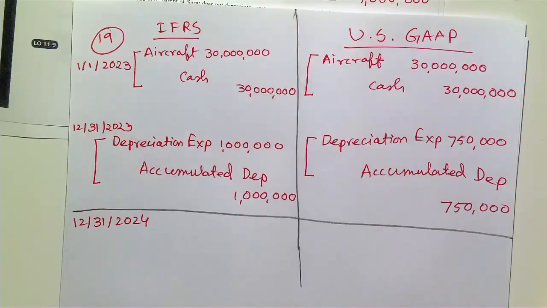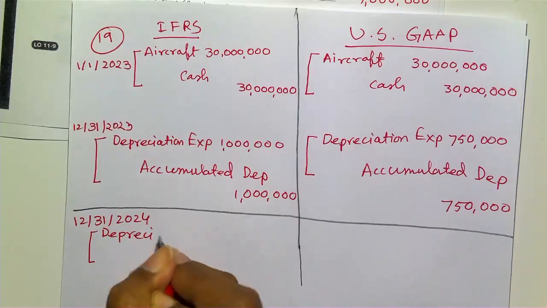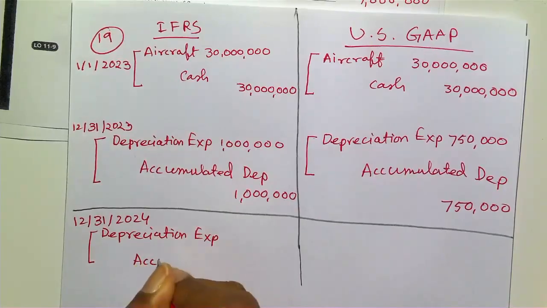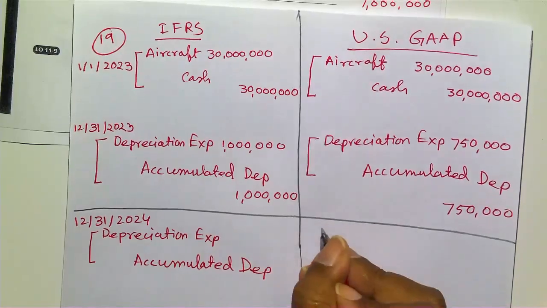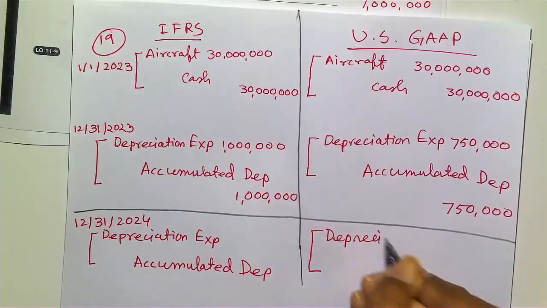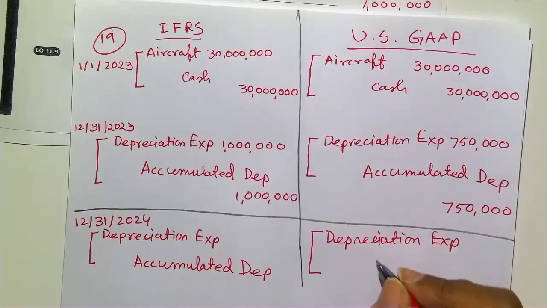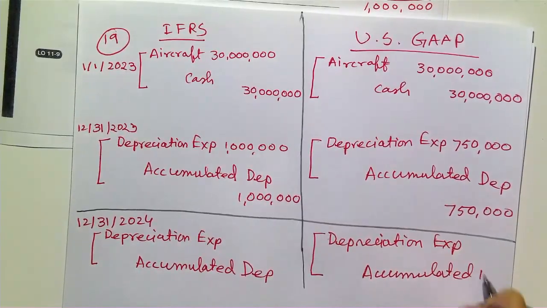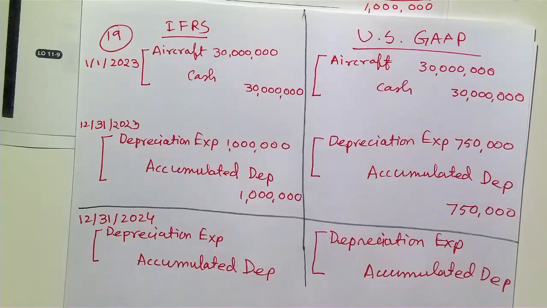Now, let's see. The second year's journal entry will be the same. Depreciation expense debit, accumulated depreciation credit, and the GAAP method, it's the same accounts. Depreciation expense debit, accumulated depreciation credit. Now, who can tell me the numbers? Someone else? Who can tell me the numbers?